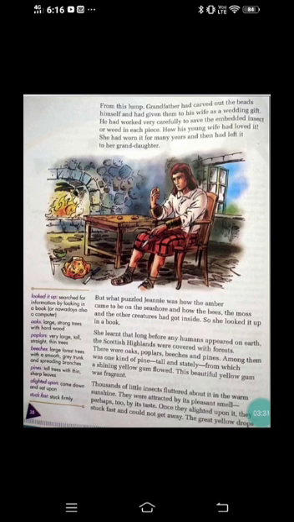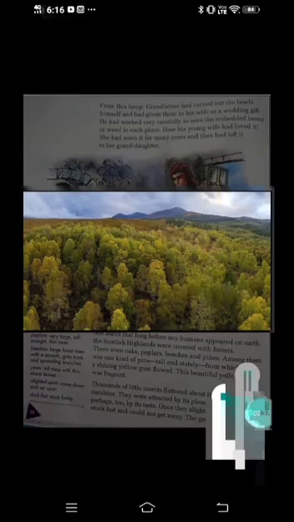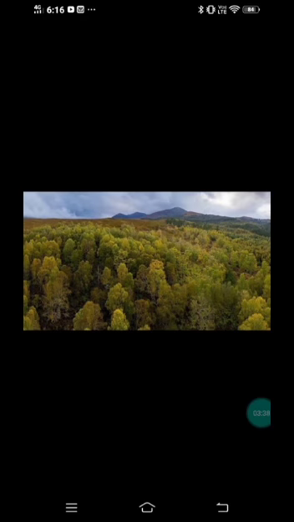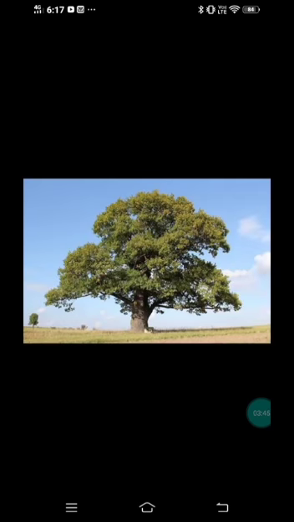There were oaks, poplars, beeches and pines. All these are trees, the names of the trees. So like this, Scottish Highland was completely covered with forest, it seems. What it had? There were oaks. Oak means a large strong tree with hard wood. So like this, large strong trees with hard wood.